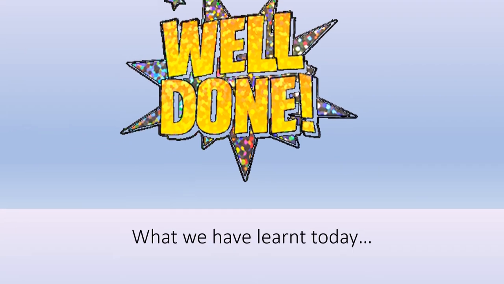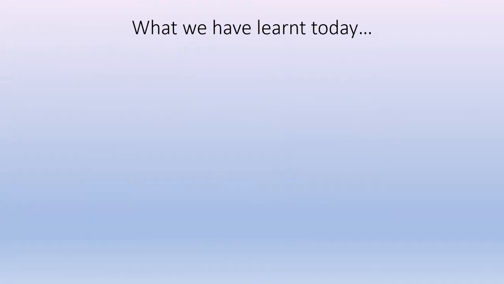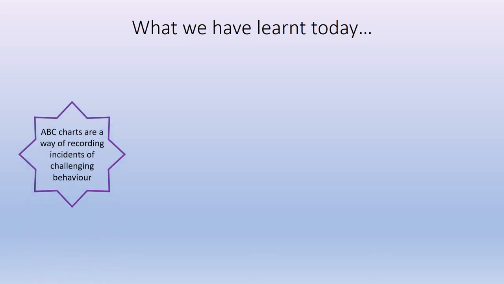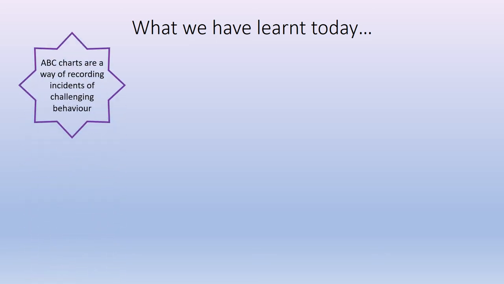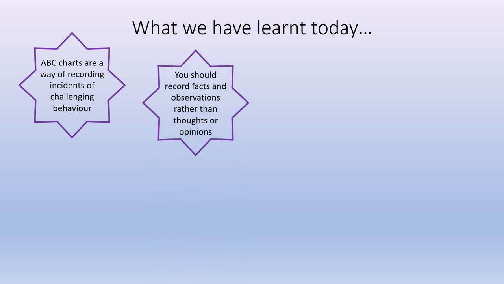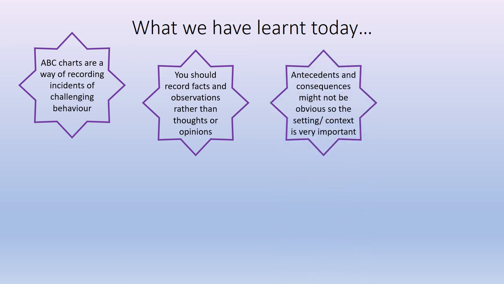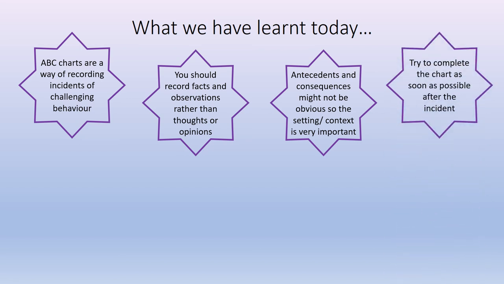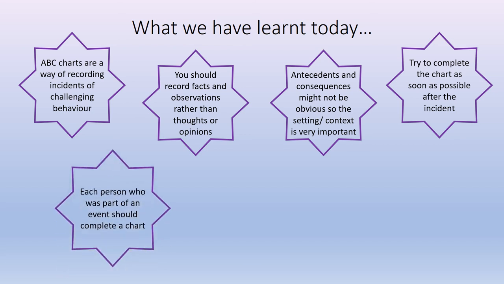So, to summarise what we've learnt today, ABC charts are a way of recording incidents of challenging behaviour. You should record facts and observations rather than thoughts or opinions. Antecedents and consequences might not be obvious, so the setting and the context are very important. Try to complete the chart as soon as possible after the incident. Each person who was part of an event should complete a chart, as they may have observed different things.